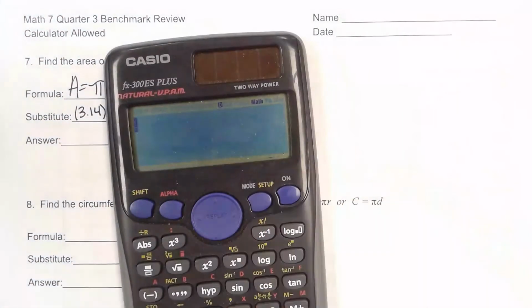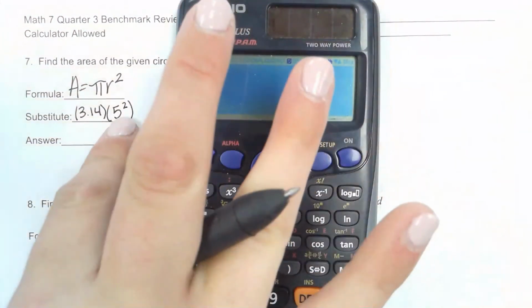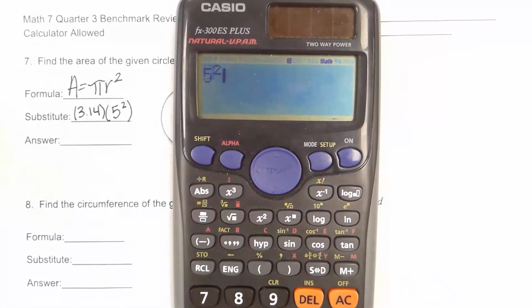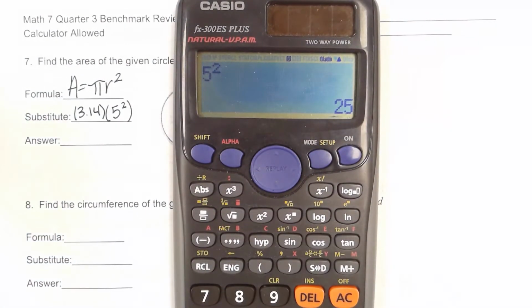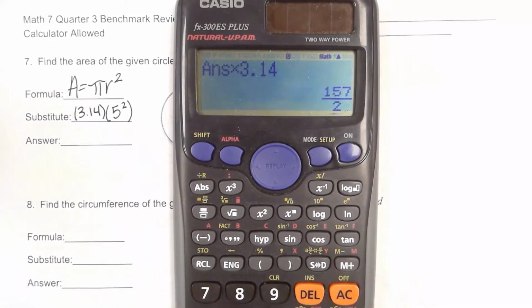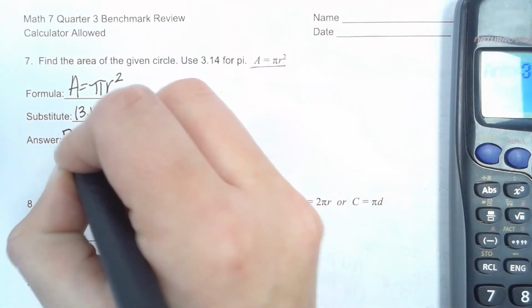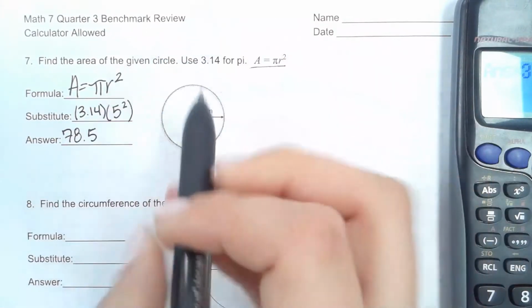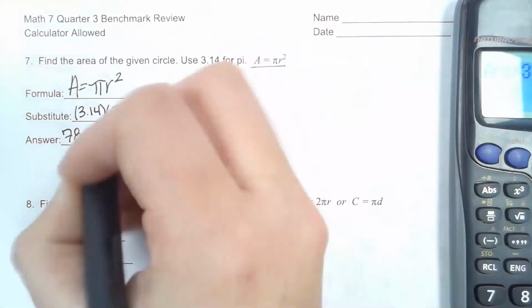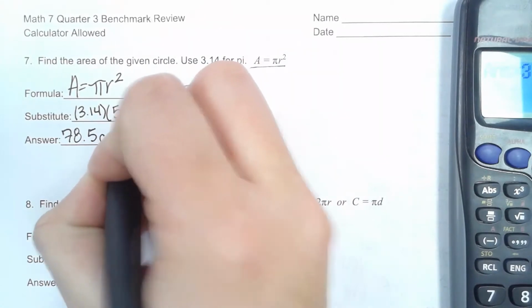Then I'm just going to plug this in my calculator. So following PEMDAS rules, we have to take 5 squared first. So 5 times 5, which is 25. Then take it times your 3.14, and we get an answer of 78.5. And remember, since we were finding area, area is always squared, so our unit is going to be centimeters squared.